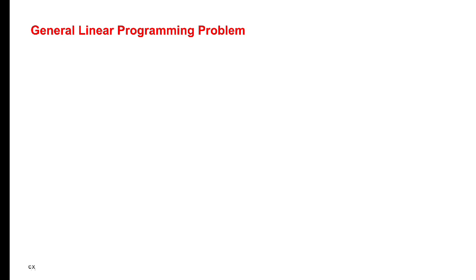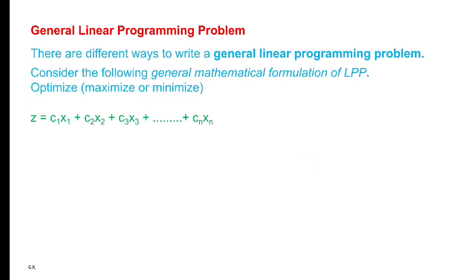General form of linear programming problem. Look at that. There are different ways to write a general linear programming problem. This is one of the ways. Objective function will be maximum or minimum. So z equal to c1 x1 plus c2 x2 plus c3 x3 etc. cn xn. x1, x2, x3 etc. xn are called the decision variables. c1, c2, c3 etc. cn are called the costs of the decision variables.